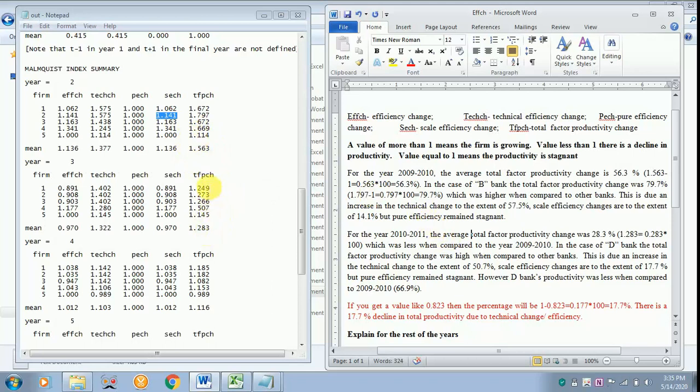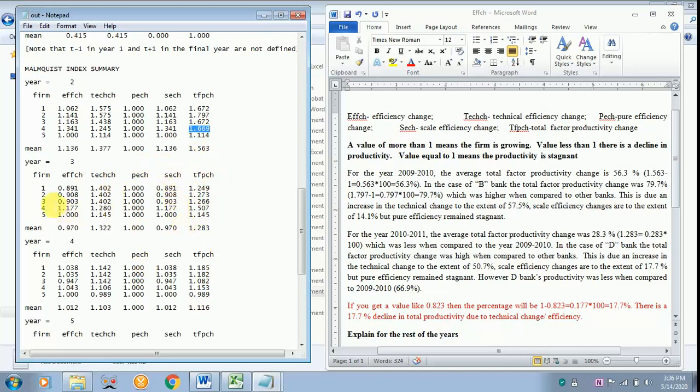In the year 2010-11, you can see that it is D bank, A, B, C, D, which is more productive compared to the rest of the banks. That is because of the technical change as well as scale efficiency. However, the productivity of D bank is less when compared to the previous year, that is 66.9%. This is how you have to explain for each and every year.